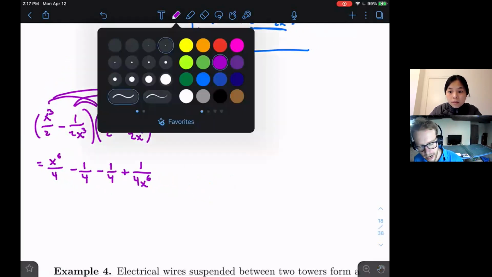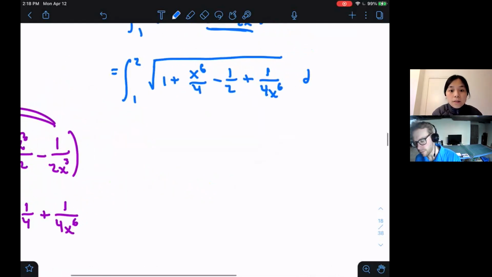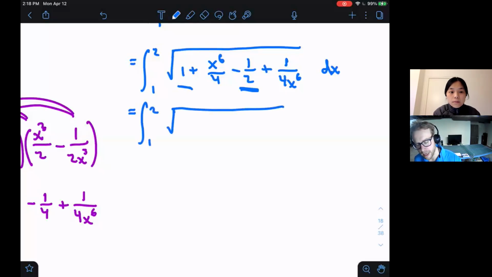So let's go ahead and now plug that in. So we're going to have x to the 6th divided by 4 minus 2/4. So that's the same thing as 1/2. And now plus 1/4 x to the 6th. And we see that there we have some like terms that we can still combine and simplify even farther, right? So instead of this 1 here and minus the 1/2, let's go ahead and combine these nicely and make plus 1/2.